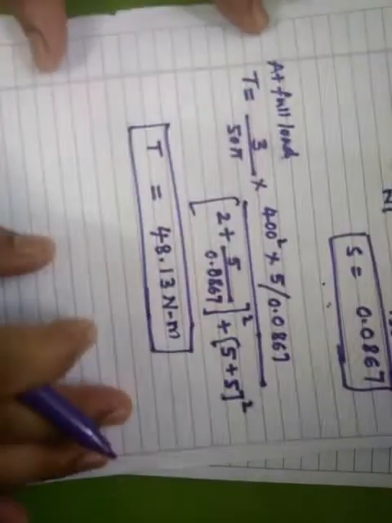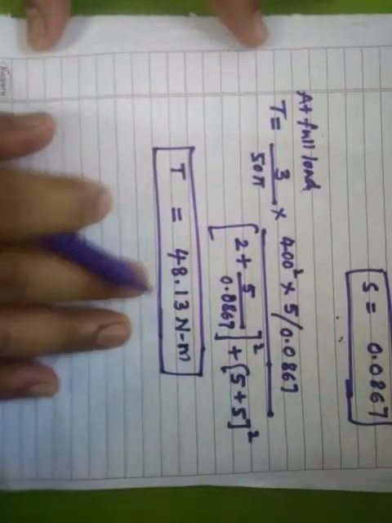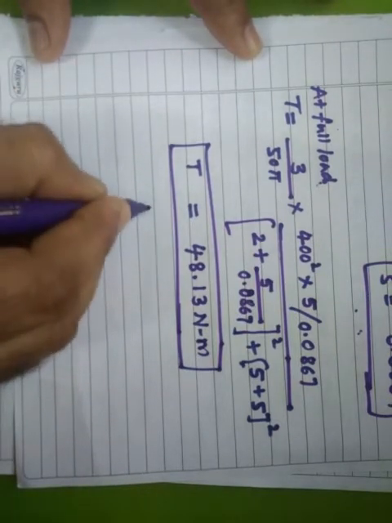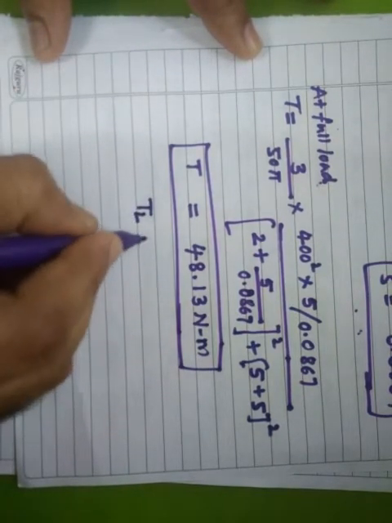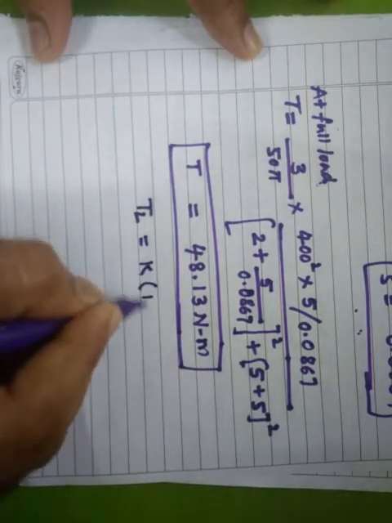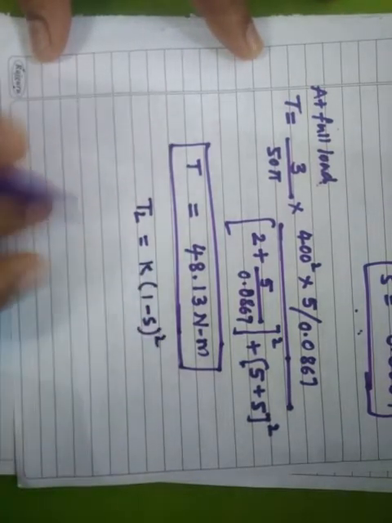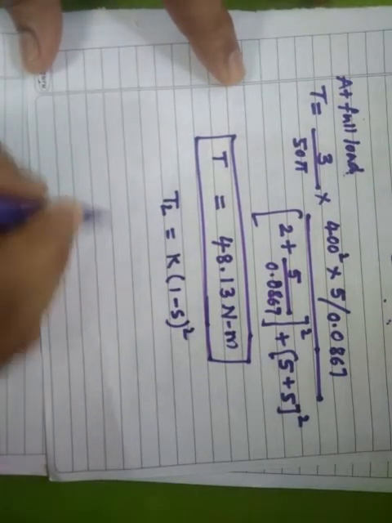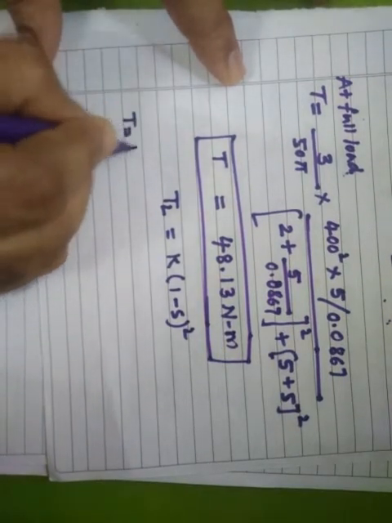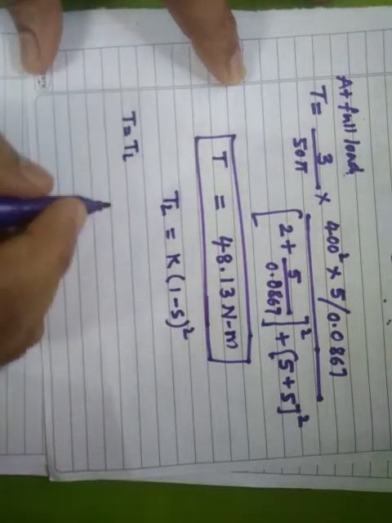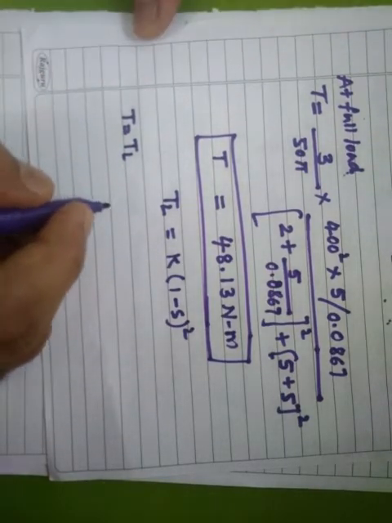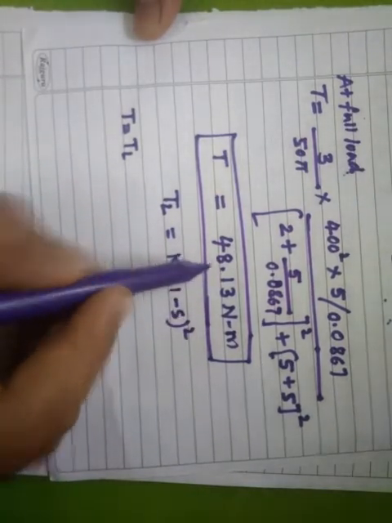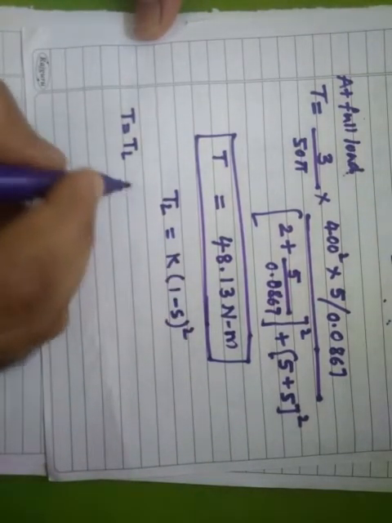Okay, so I am substituting directly in this equation. I will write once again. Okay, TL is equal to K(1 minus S) square. Okay, now at the full load, T is equal to TL. At full load, now we have calculated the full load torque. Okay, so I am substituting all these values.